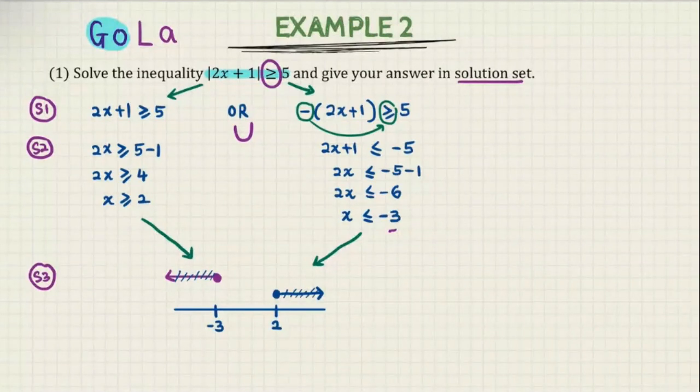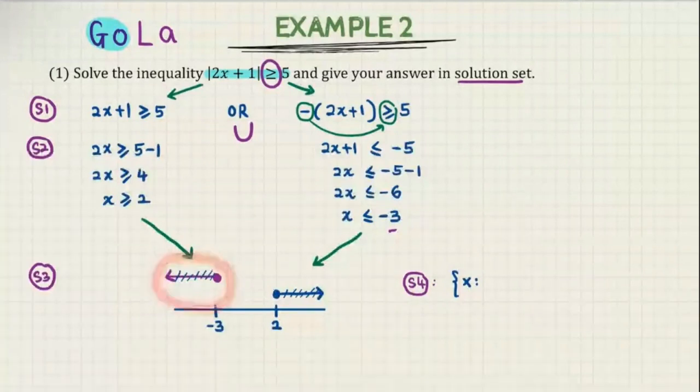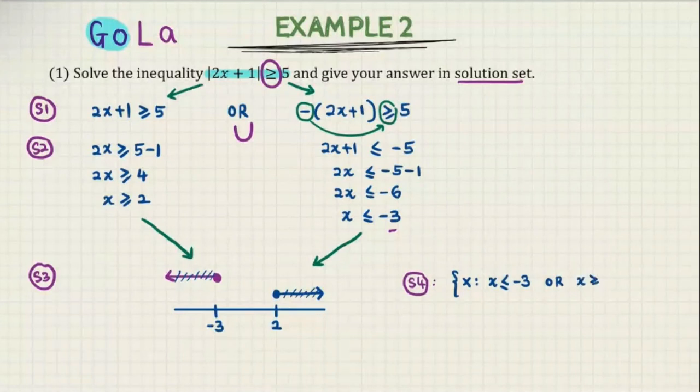So step yang keempat, saya tuliskan the final answer here will be solution set. So dia akan ada curly bracket x such that, so ini merujuk kepada x less than or equals to negative 3 or x greater than or equals to 2. So this will be our final answer.